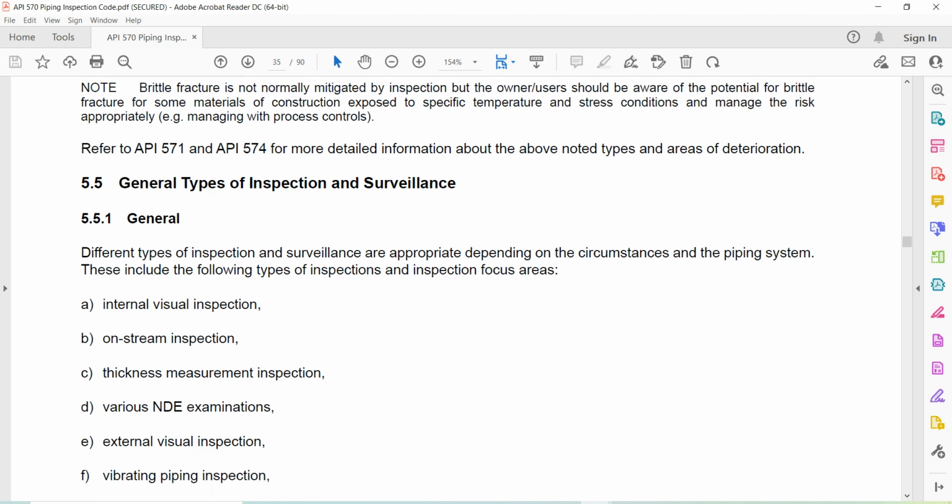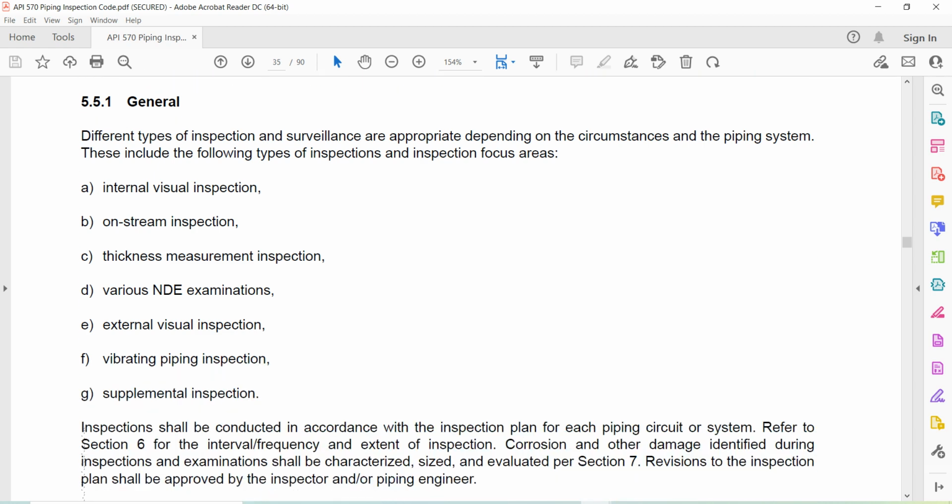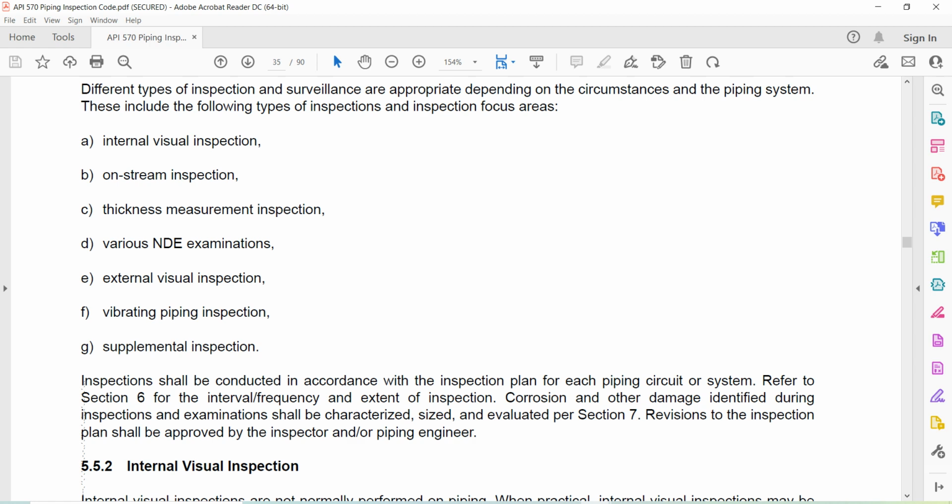5.5 General types of inspection and surveillance. 5.5.1 General. Different types of inspection and surveillance are appropriate depending on the circumstances of the piping system. These include the following types of inspection and inspection focus areas: internal visual inspection, on-stream inspection, thickness measurement inspection, various NDE inspections, external visual inspection, vibrating piping inspection, supplemental inspection.